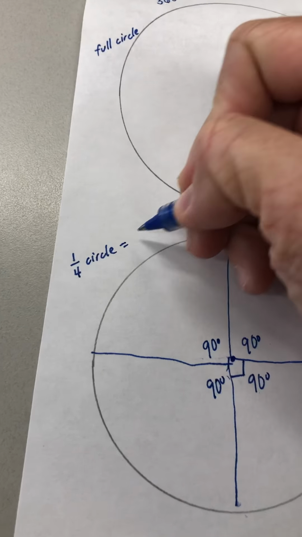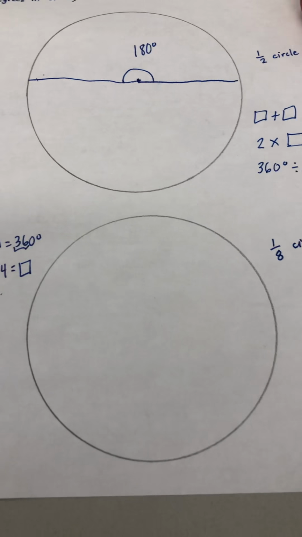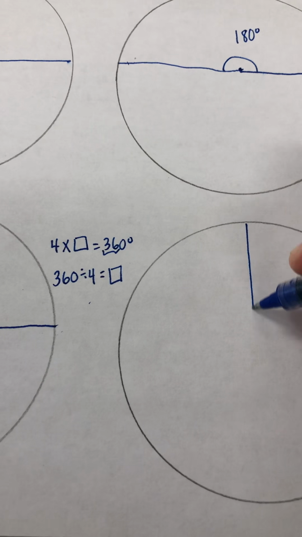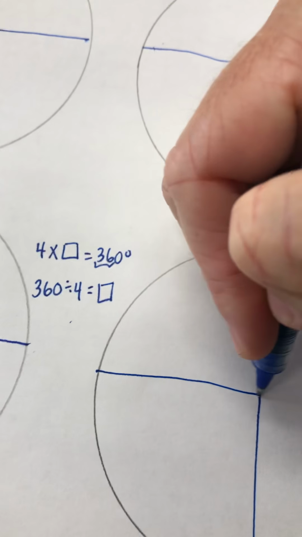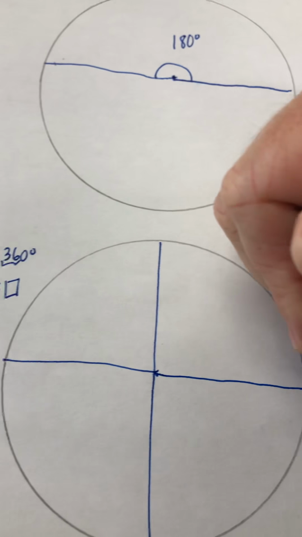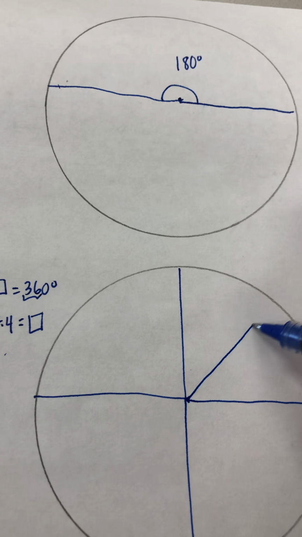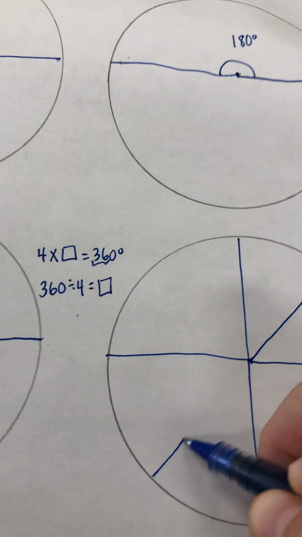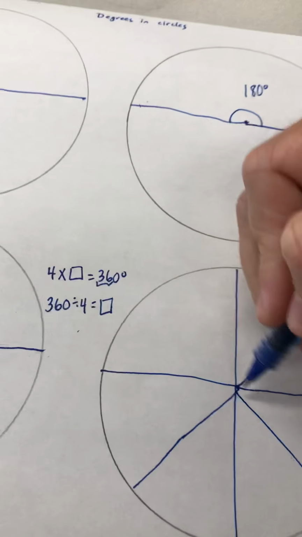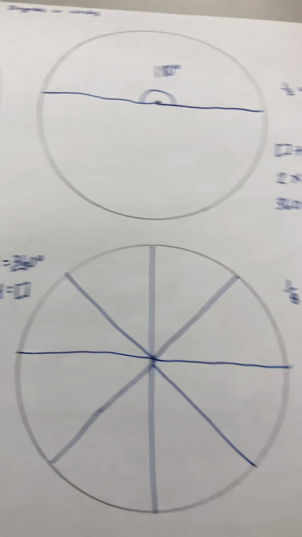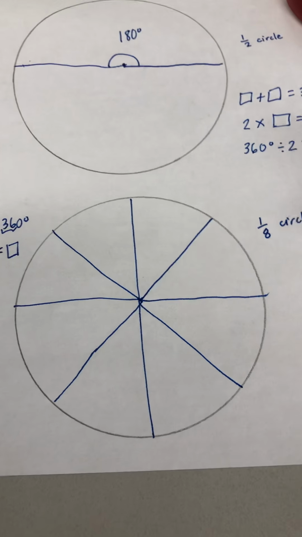All right, next we're going to get into 1/8 of a circle. Well, if 1/4 of a circle is going to equal 90 degrees, then 1/8 of a circle is going to become half of each one of those. Okay, getting back to our fractions. You thought we left fractions in the dust, but here we are again.